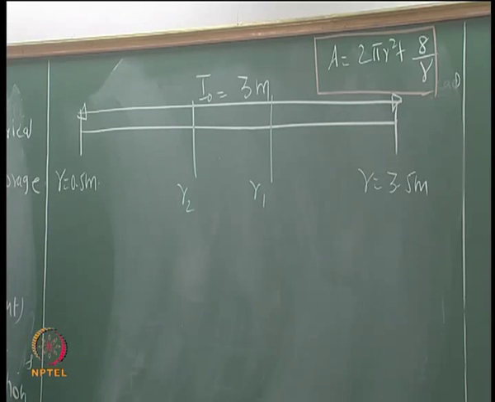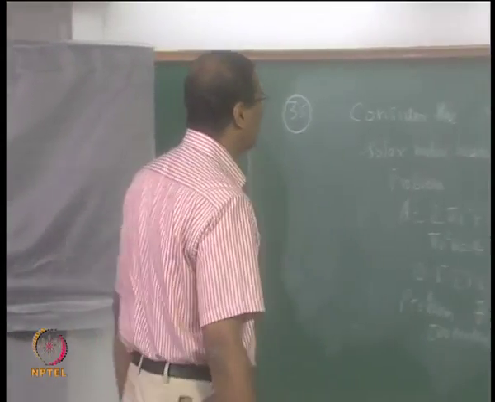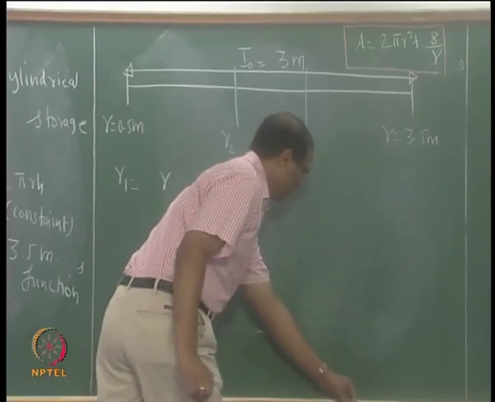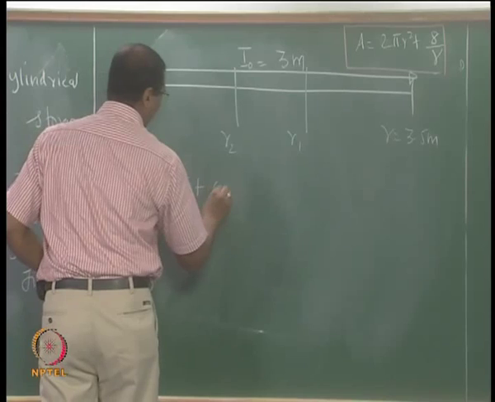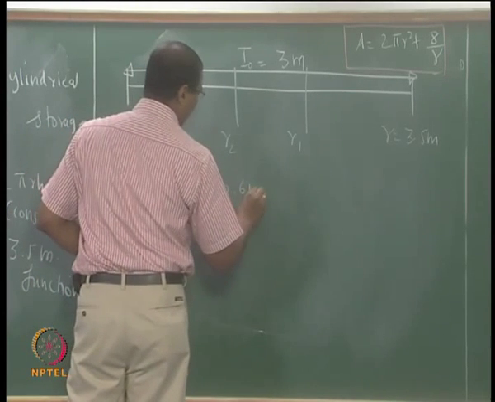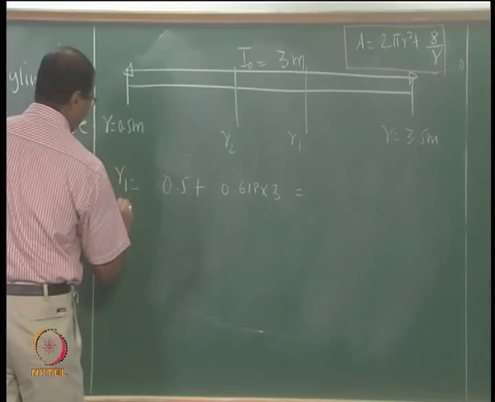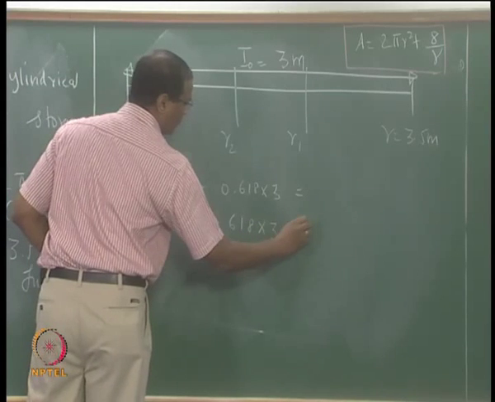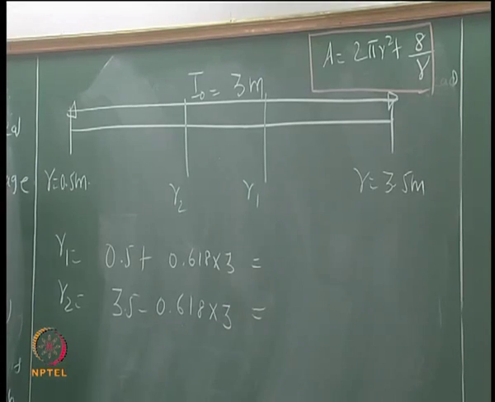Please start. I think the good news is most of these R1, R2, R3, R4 will be similar to what you got in yesterday's class. So you can really do the problem pretty fast. R1 is going to be 0.618 times 3. What is 3? It is I naught. I naught is 3.5 meter minus 0.5 meter.